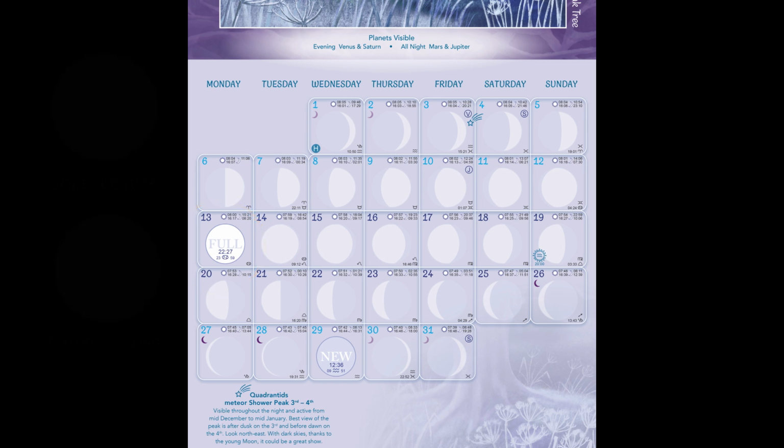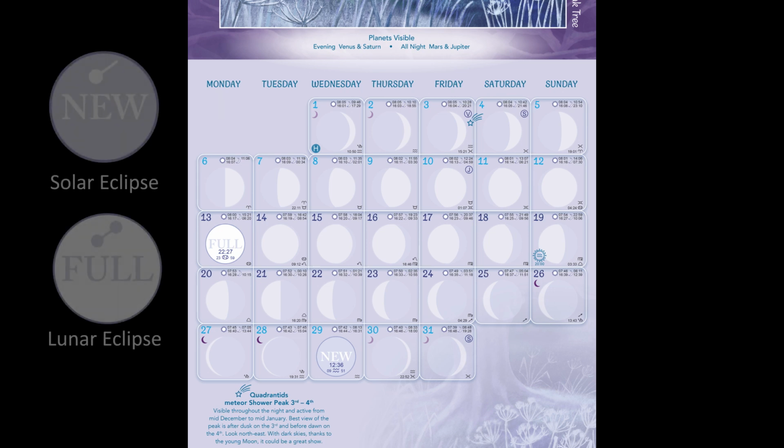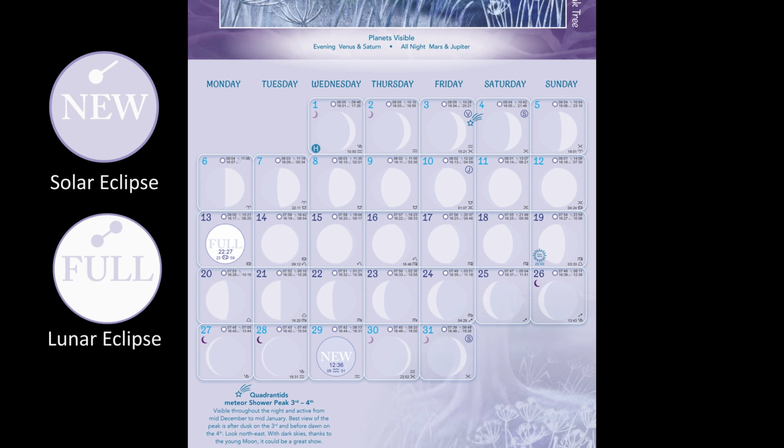Solar or lunar eclipses always happen on a new or full moon and are shown with these symbols. We include whether you can see the eclipse and the best times to look. There are usually 2 eclipse seasons per year.